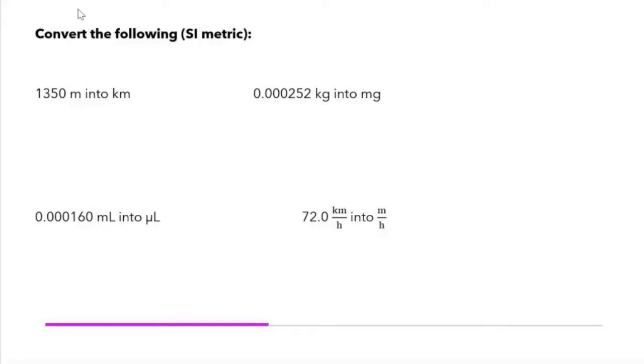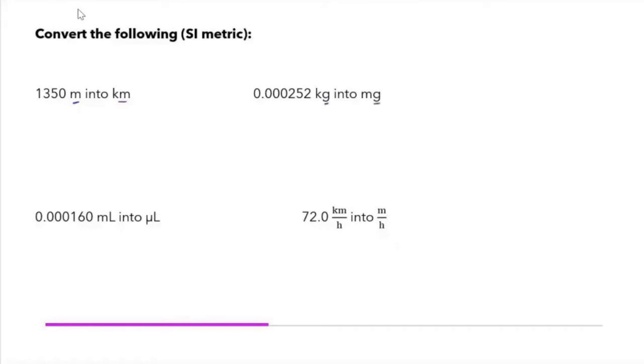Here we'll be converting from one metric unit into another, sometimes using metric prefixes and sometimes not. The units in these four questions are pretty standard. We're talking about meters to kilometers. So again, the base unit is meters. We're going from just the base unit to kilometers.